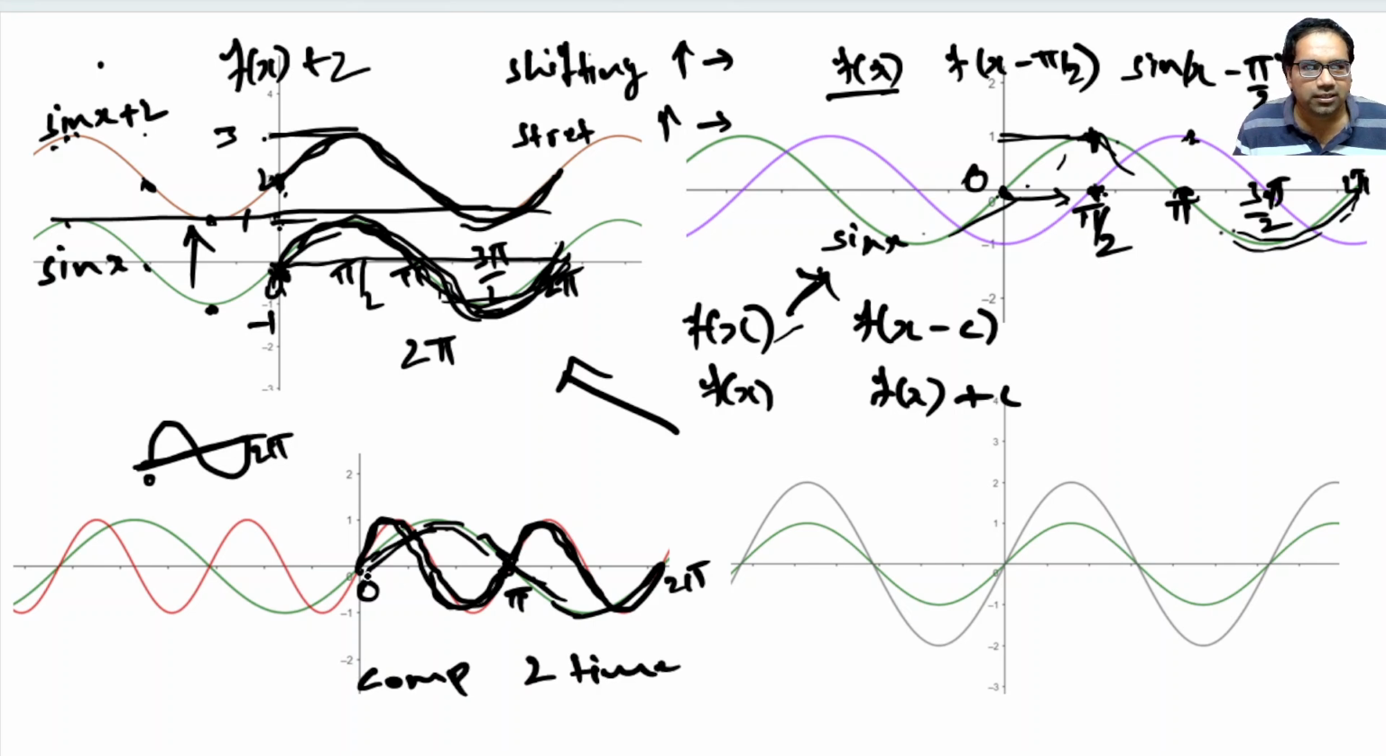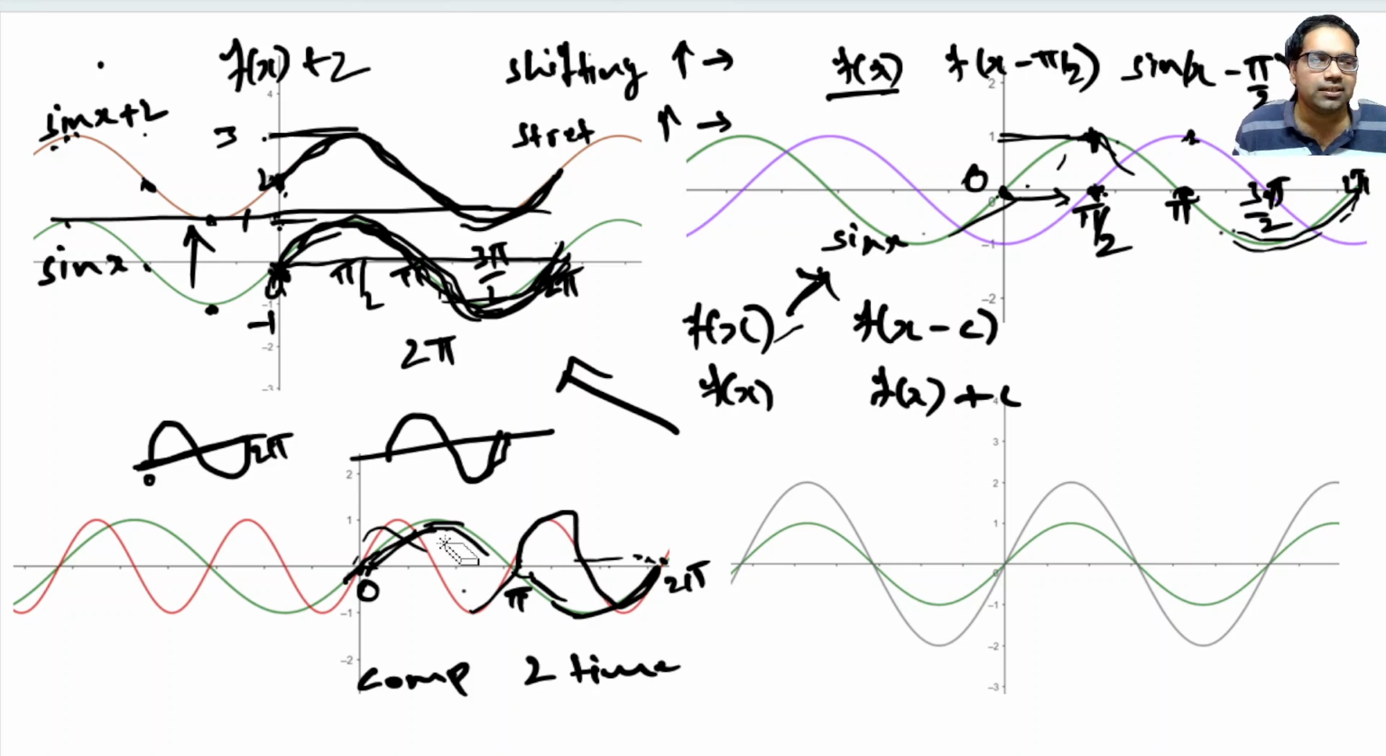Okay, in the initial period of 2 pi, earlier there was only one complete set. Now there are two complete sets. Okay, this is one and this is the second one. So basically, for example, in this one, 0 to pi, one complete set is done, and pi to 2 pi, another complete set is done. What does this mean? This means the graph is compressed 2 times.